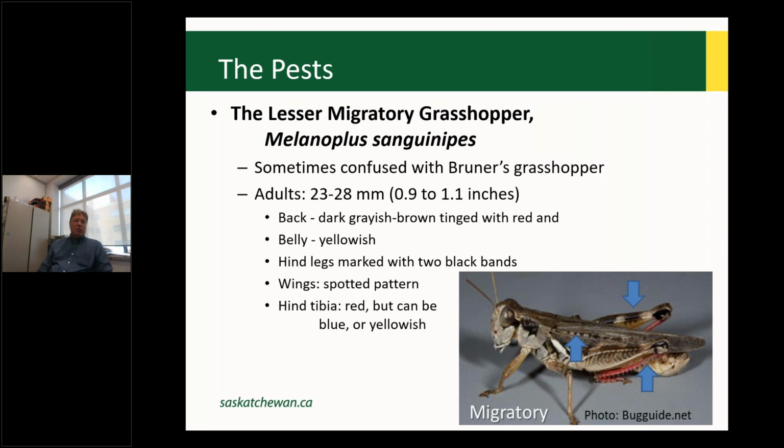They are a medium-sized animal, 23 to 28 millimeters as adults, and black, dark grayish brown tinged with red. You can see the red hind tibia are really characteristic of the last segment on the legs, and the tarsi, or the feet, typically colored red. The two stripes on the hind femur are very characteristic. The wings are going to have a spotted pattern, and once again, that red tibia. You can also see bluish tinges or yellowish tinges, but typically red in this part of their range.